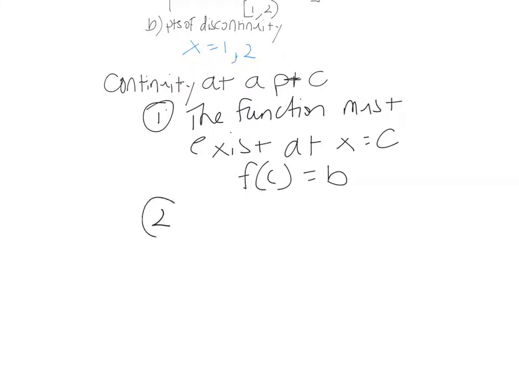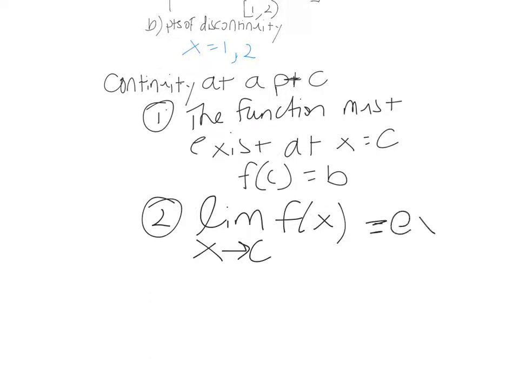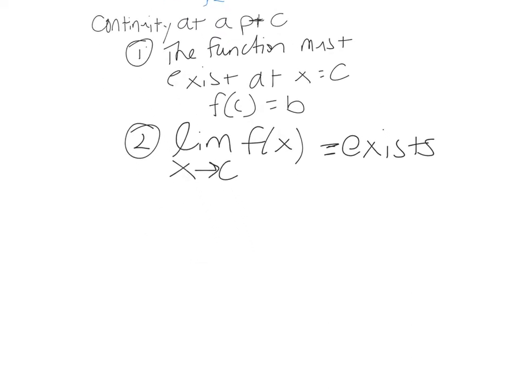Okay, number 2. The second thing that happens is the limit as x goes to c of f of x exists. I don't know what that is either. It could be 5, it could be 10, but the limit exists there. It has to, okay? So to be continuous at any point, and you come in from the left, you come in from the right, the limit has to exist at that point in order to be continuous.